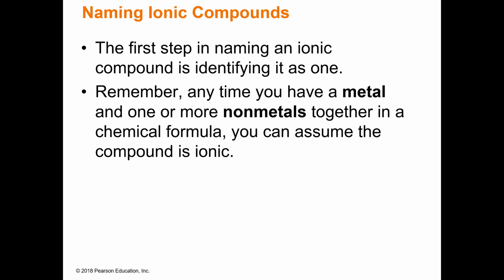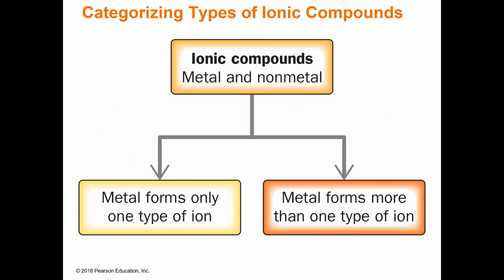When we name an ionic compound, first identify the compound as ionic. You'll know it's ionic if it starts with a metal and includes one or more nonmetals. That's your signal to use the naming rules for ionic compounds, not molecular ones. There are 2 main types of ionic compounds. Type 1 compounds have metals that form only one type of ion, like sodium or calcium.